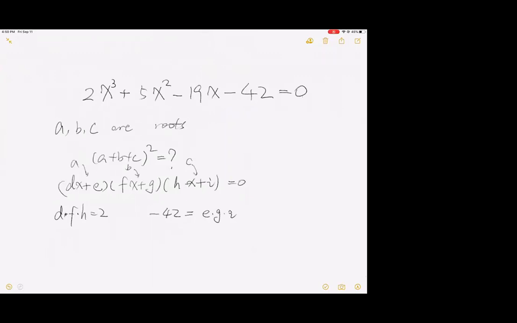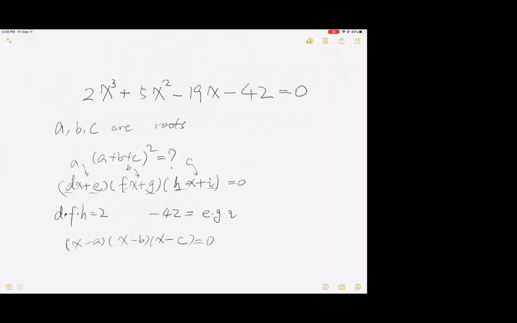So here I have a question. Why do you have so many numbers? Why do you have dx, fx, hx? Why don't you make them x minus a times x minus b times x minus c equals 0? Well, the coefficients may not equal 1. Which coefficient may not equal 1? The coefficient on the x term. So why do they matter?